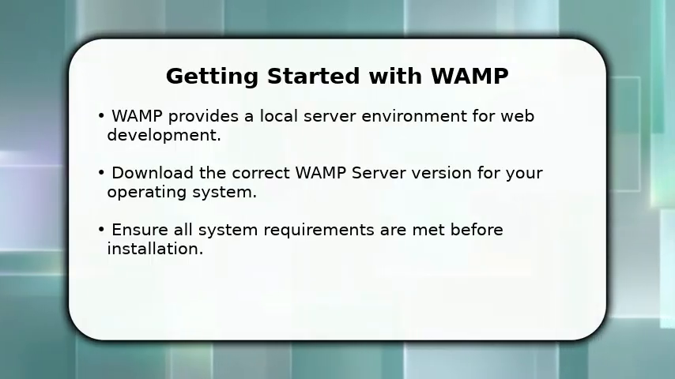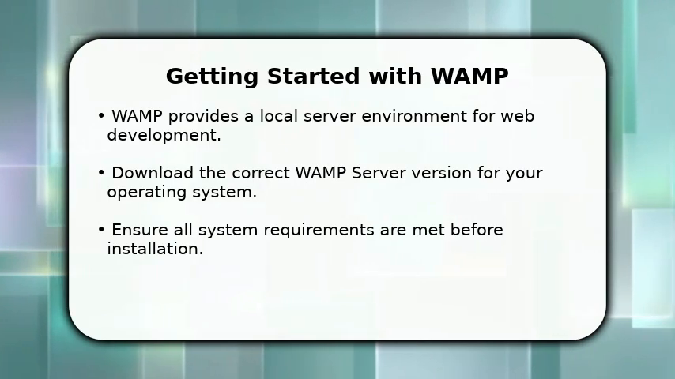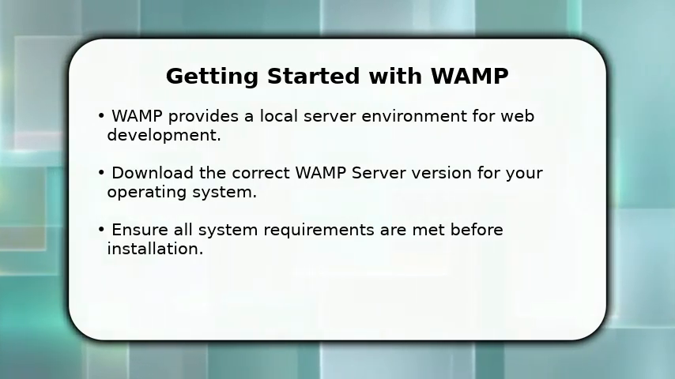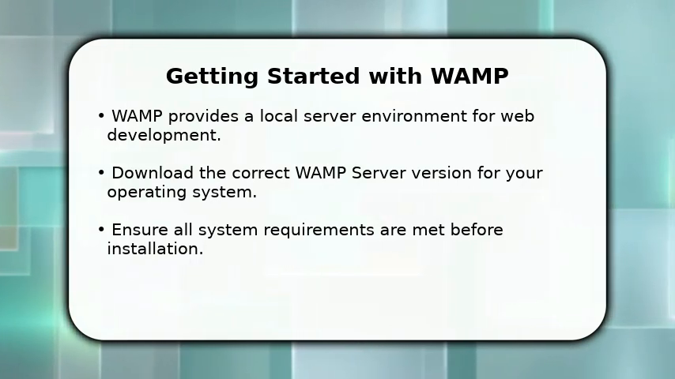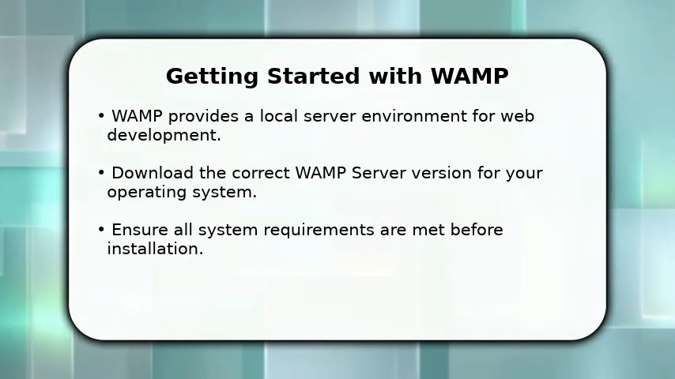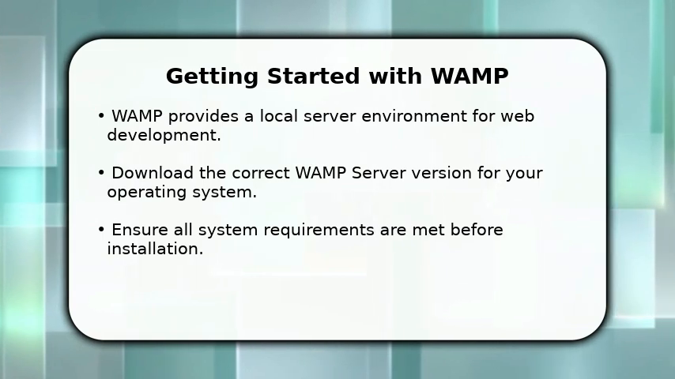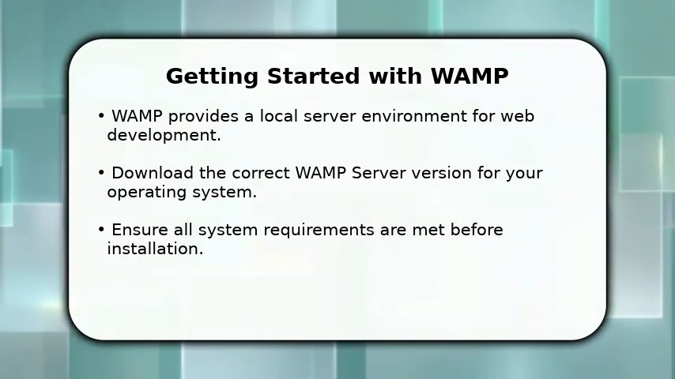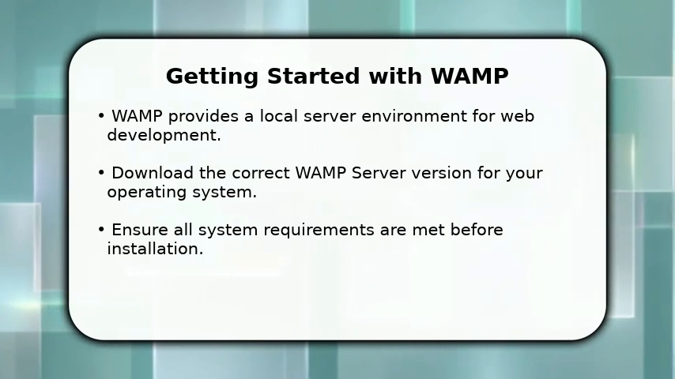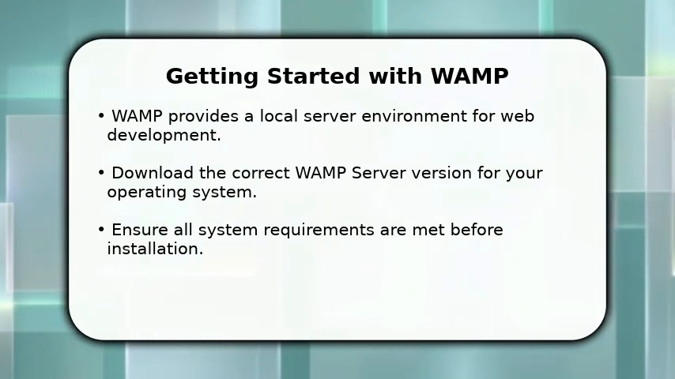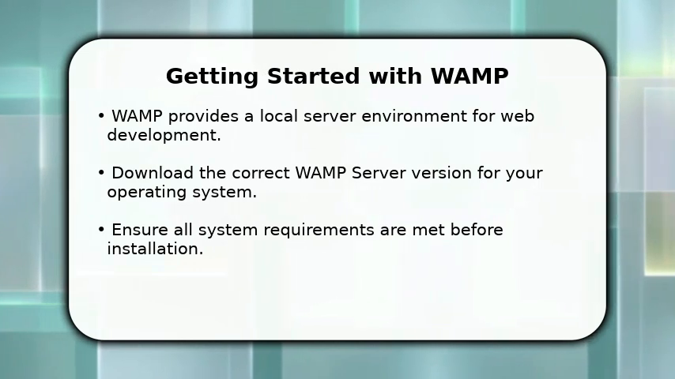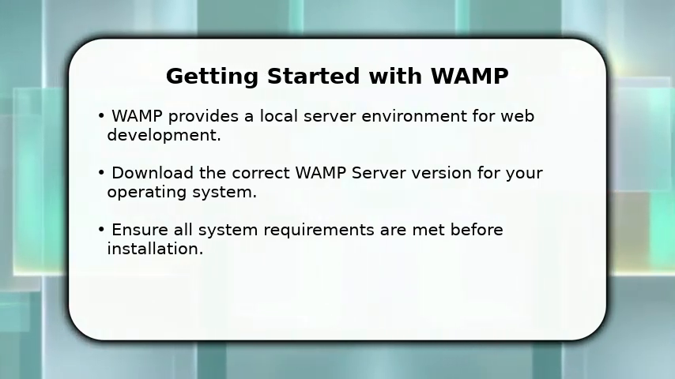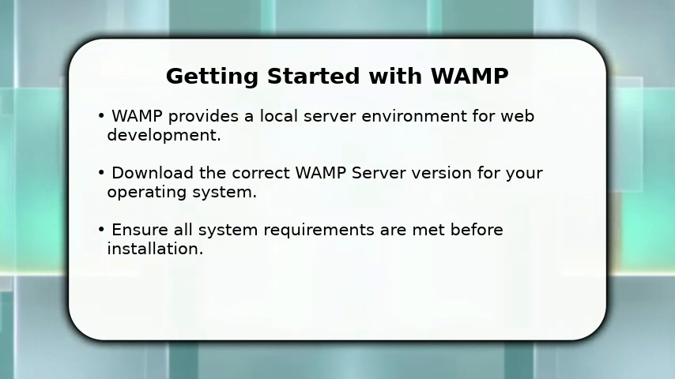In this video, I will explain how to set up WAMP. First, you'll need to download the WAMP server installer. Visit the official WAMP website and choose the version compatible with your Windows operating system, whether it's a 64-bit or 32-bit system. Make sure to check for any prerequisites like Visual C++ redistributable packages, as these are crucial for a smooth installation. Having the right version ensures everything runs perfectly.